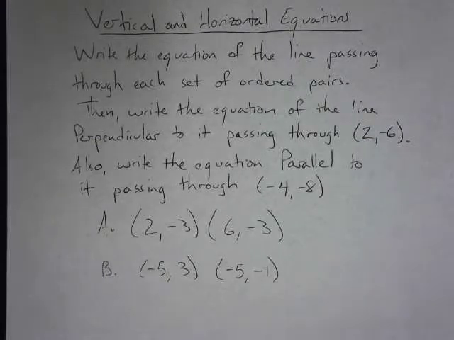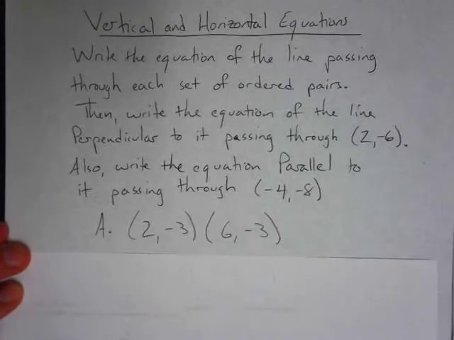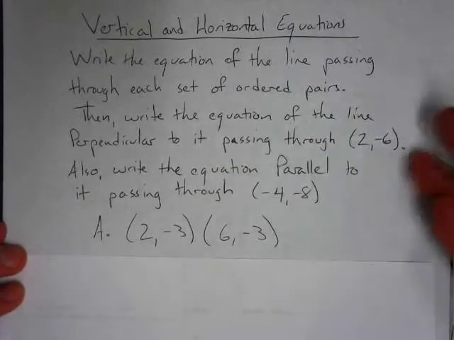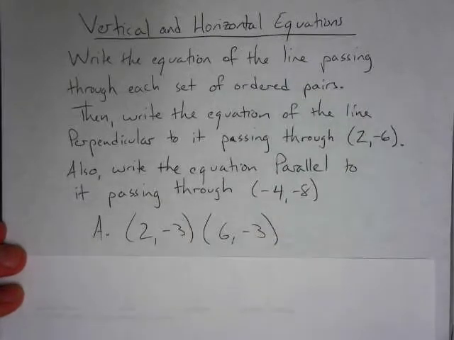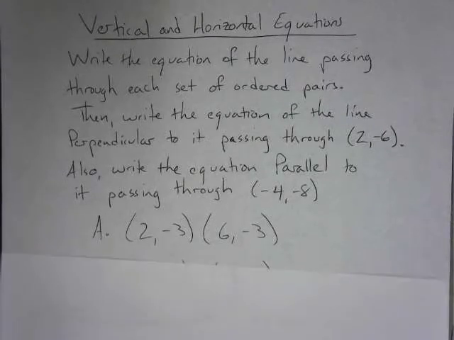So we have our marching orders. We're going to do 3 things for each set of ordered pairs. We're going to write an equation of the line passing through these ordered pairs. And then we're going to write an equation of something perpendicular to it passing through another ordered pair. And then write another equation parallel to it passing through another ordered pair. So it's crazy stuff. All right. So now let's take a look.